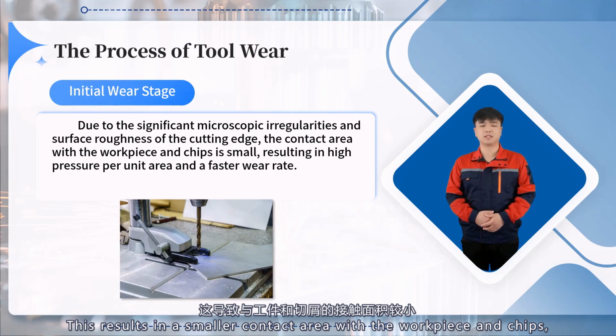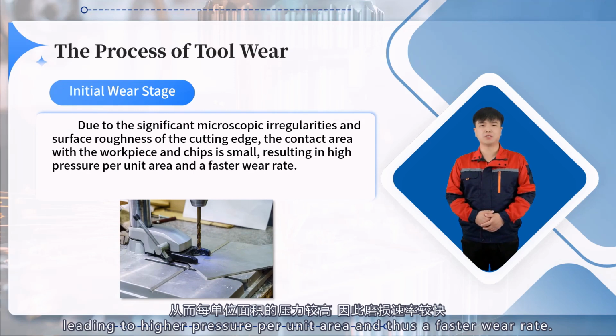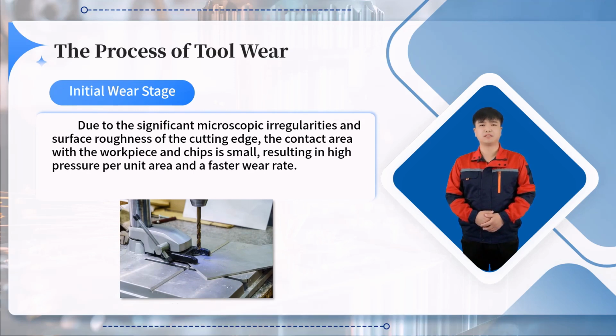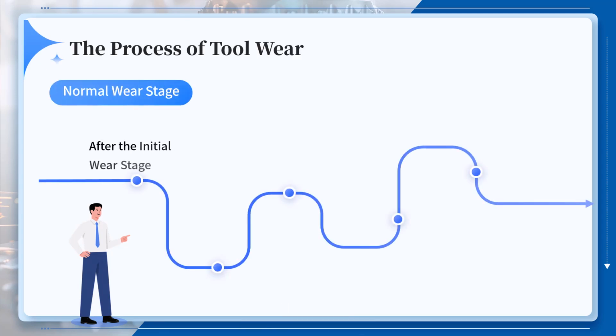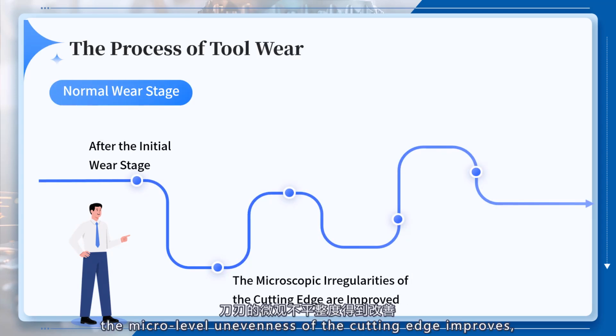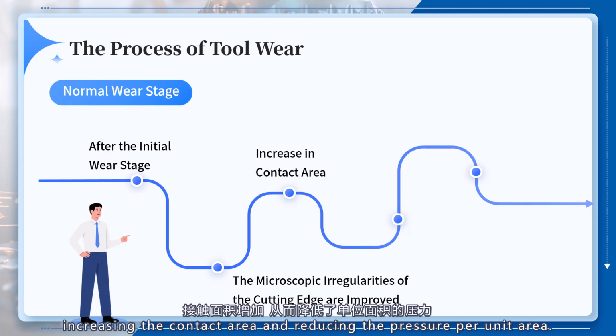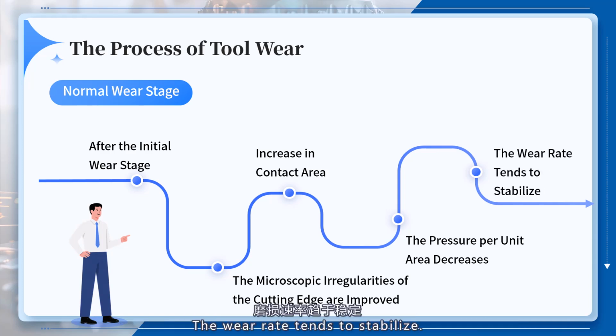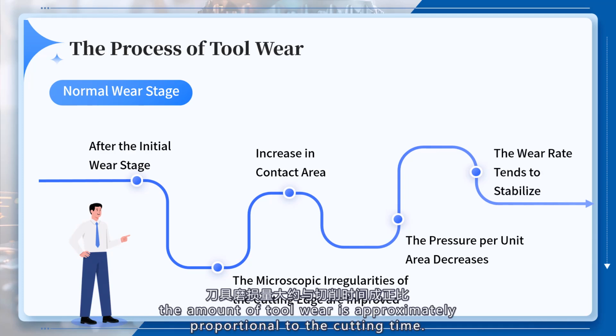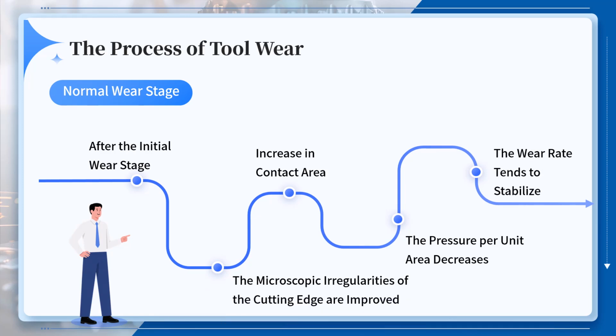This results in a smaller contact area with the workpiece and chips, leading to higher pressure per unit area and thus a faster wear rate. Steady wear stage. After the initial wear, the micro-level unevenness of the cutting edge improves, increasing the contact area and reducing the pressure per unit area. The wear rate tends to stabilize. In this stage, the amount of tool wear is approximately proportional to the cutting time.